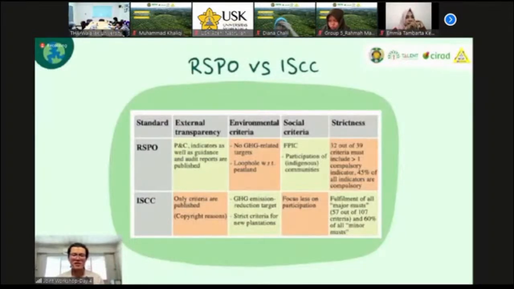Comparing sustainability standards. In terms of transparency, RSPO is more transparent than ISCC in terms of providing access to indicators and other types of relevant information. And for environmental criteria, ISCC has a greenhouse gas emission reduction target and strict criteria for new plantation. And for social criteria, RSPO focuses more on participation. In terms of strictness, ISCC is less strict than RSPO.